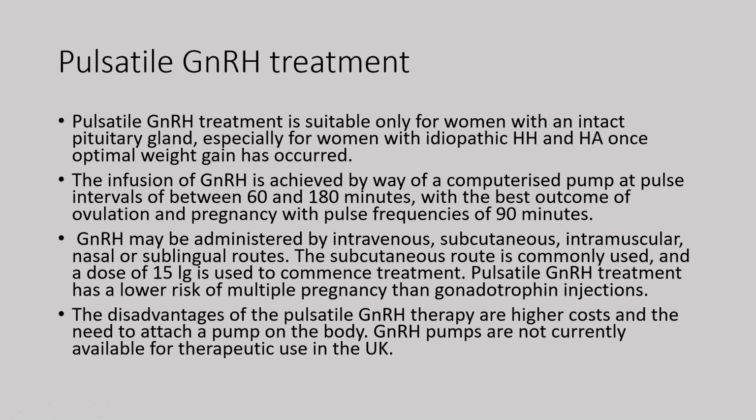Pulsatile GnRH treatment. This is suitable for women with an intact pituitary gland, especially for women with idiopathic hypogonadotropic hypoestrogenism and hypothalamic amenorrhea. So in this, the hypothalamus-pituitary axis should be perfect. You are giving the GnRH, now it will go and act on the pituitary to produce the FSH and LH. In the previous one, when you are giving the gonadotropins, you are directly giving the FSH and LH, so there is no need for the pituitary to produce its own FSH and LH. In this case, you need the pituitary to be properly working.